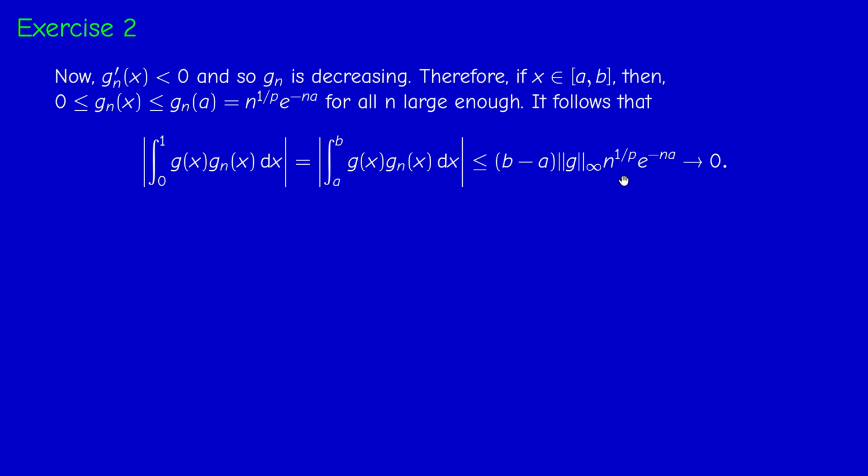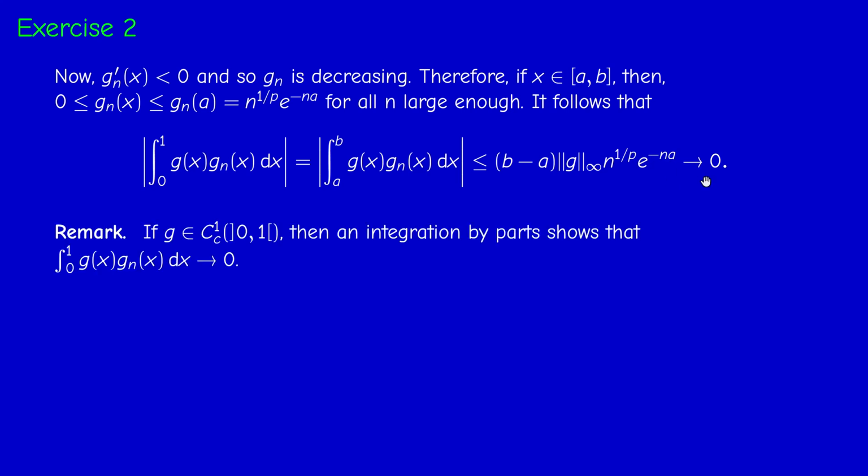And this quantity tends to 0, as you know. We proved it when we took the logarithm, as we did. Because the exponential always wins the race: even though n to the 1 over p tends to infinity, and the exponential tends to 0, the exponential tends to 0 much faster. So this is the first step.